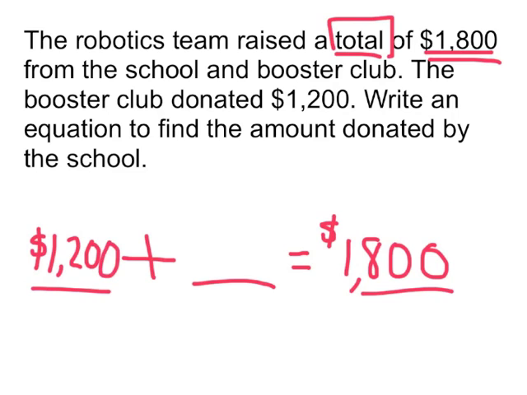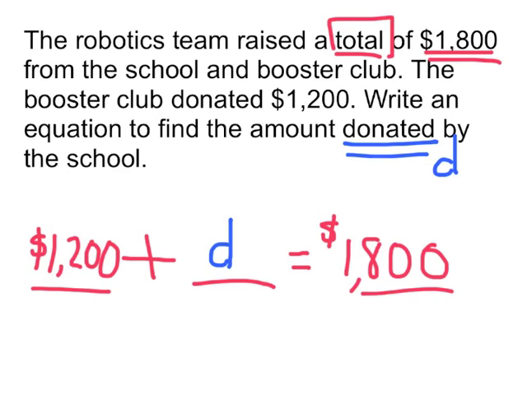$1,200. Write an equation to find the amount donated by the school. We want to find out how much their donation is. So let's use that as D. The amount they donated is D. And we'll put that in there. So $1,200 plus the donation by the school equals $1,800.